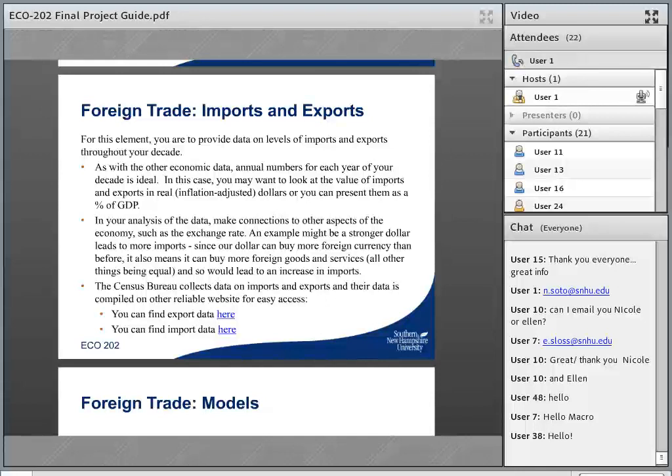Some students have had trouble getting their years to come out or getting the data to pull out. You can go directly to the Census Bureau if you're having a difficult time. If you're doing the 50s, sometimes the Census Bureau doesn't go back that far. It's not that the data is not out there, it's just not as easily attainable.